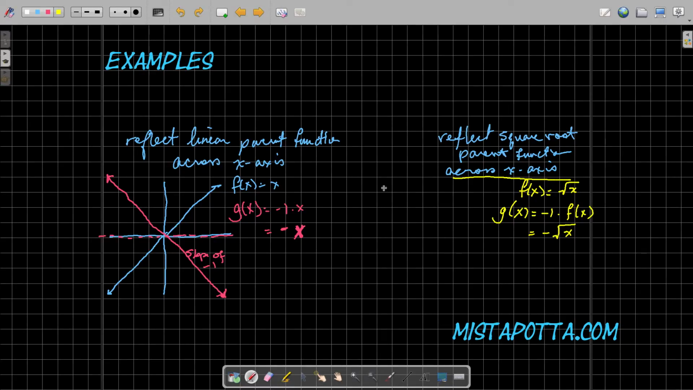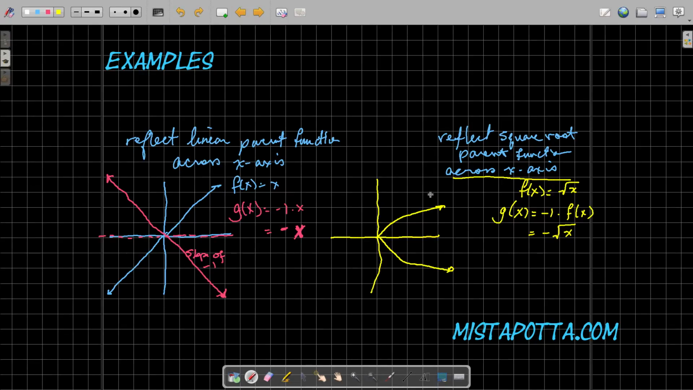Notice, of course, that our parent function is always in the first quadrant because square roots are always positive. For our reflection, anything in the first quadrant gets reflected to the fourth quadrant. And because of that, all of our values that we're getting out of g of x will be negative. They'll be the opposite of whatever the principal square root is.